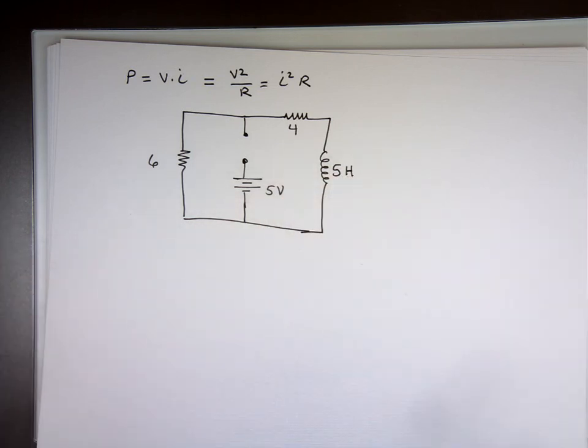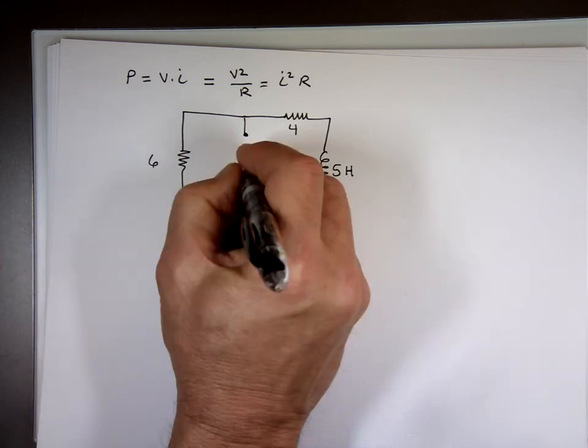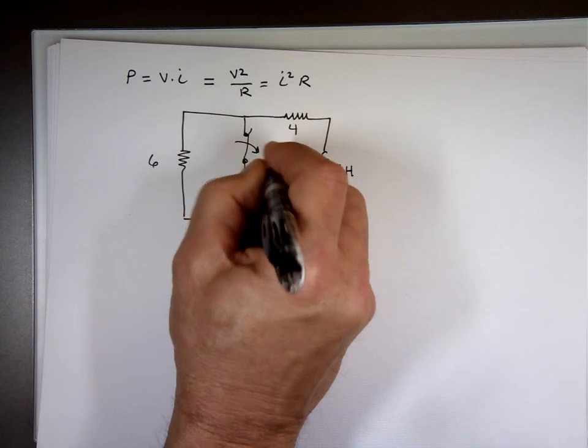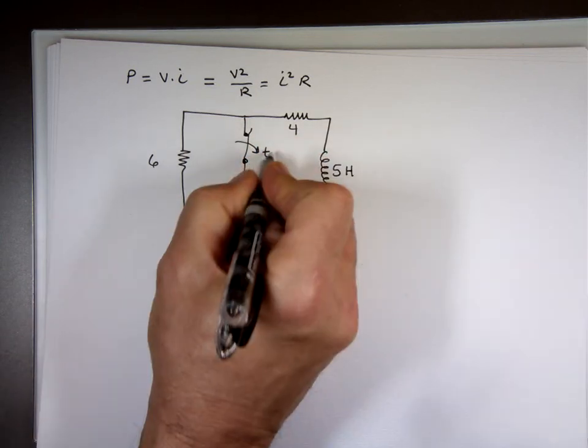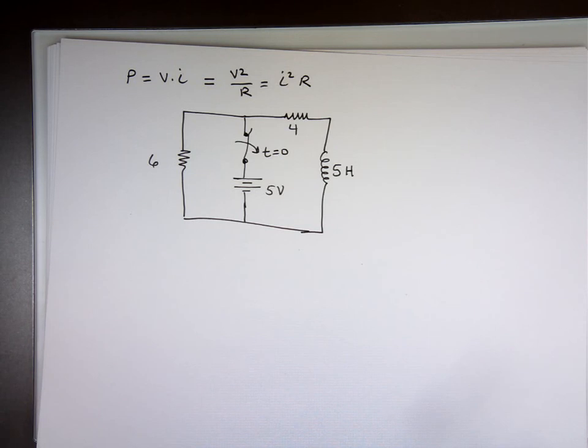And my switch again, t equals 0 opens. I want you to see it again. Sometimes you miss it when you see it once. So what is the process?